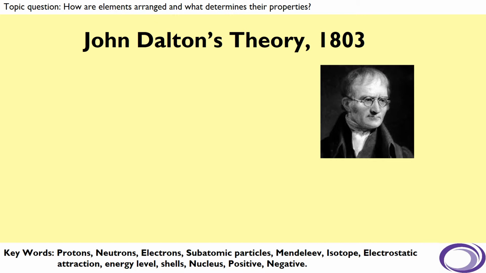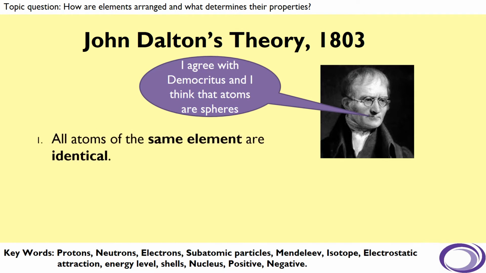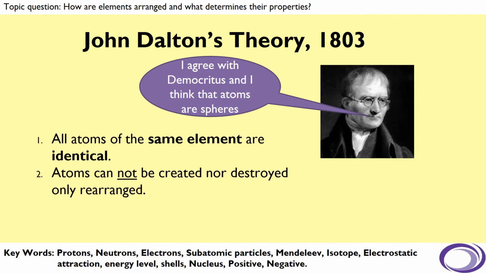So in 1803, John Dalton proposed his theory of the atom, and he essentially agreed with Democritus, but he said that he thinks the atoms would be like spheres, and again, they would all be different masses and sizes. He added that all atoms of the same element would be identical, that atoms can't be created or destroyed but rearranged, and that atoms could combine and form compounds. So he did add a little bit more to that previous theory.